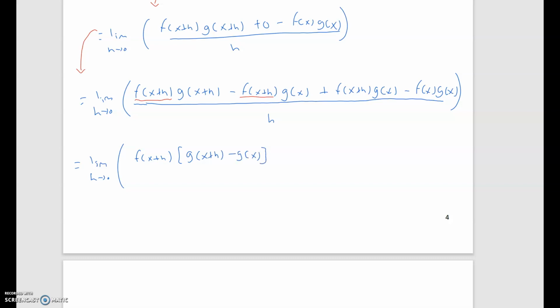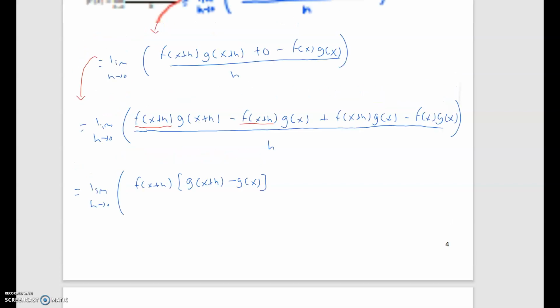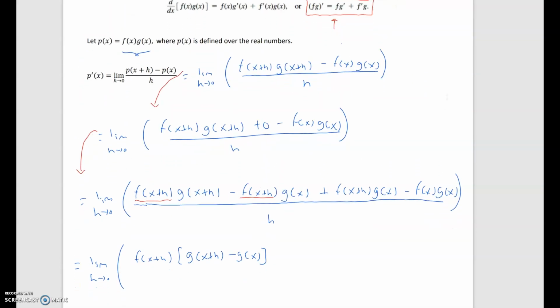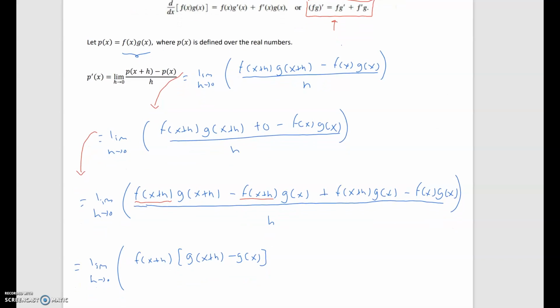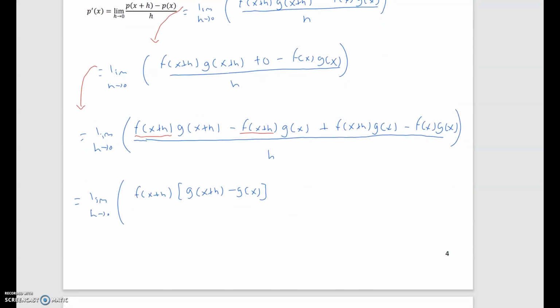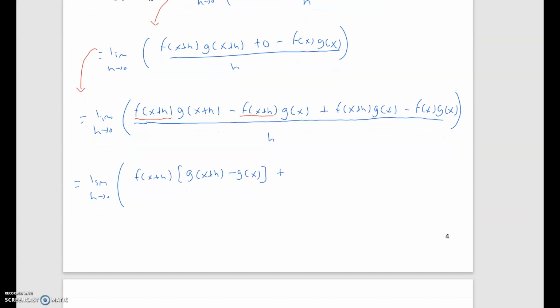And then from the second term, we're going to be factoring out, well, in this case, let's factor out the g. So we have plus the values of g of x, and then times f of x plus h minus f of x, and then technically bracket here.